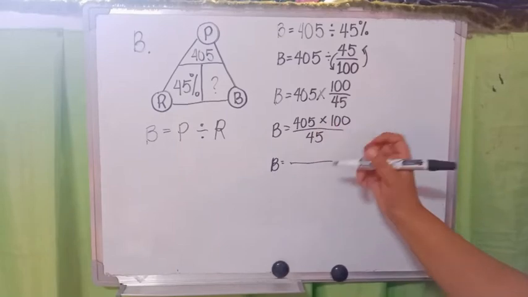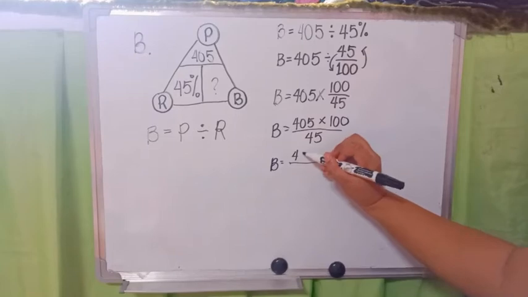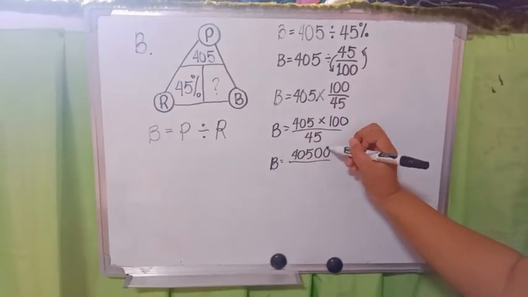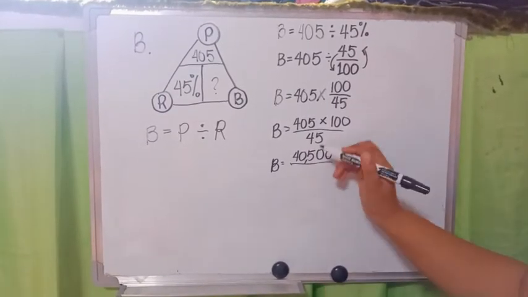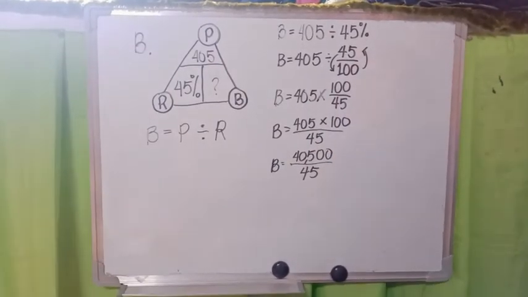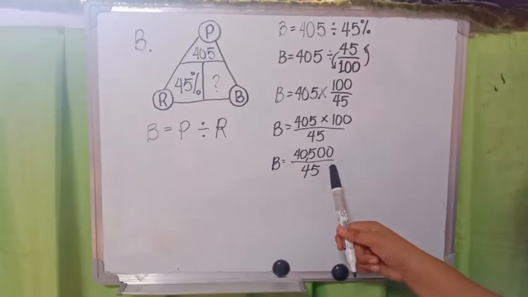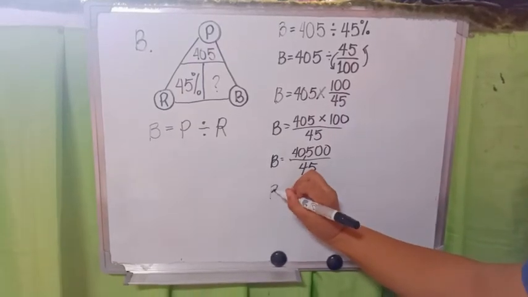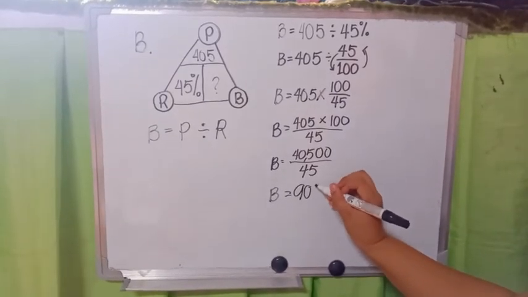So 405 times 100, we have 405, then copy the two zeros. So we got 40,500 over 45. If we divide the following, 40,500 divided by 45, we got 900.